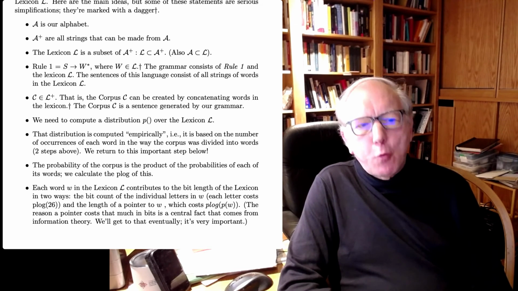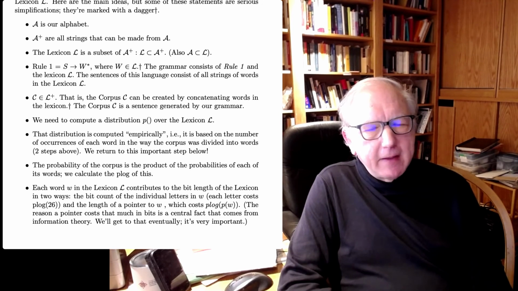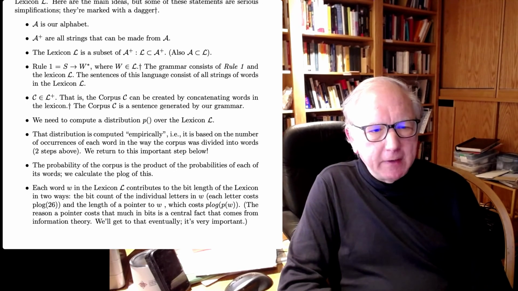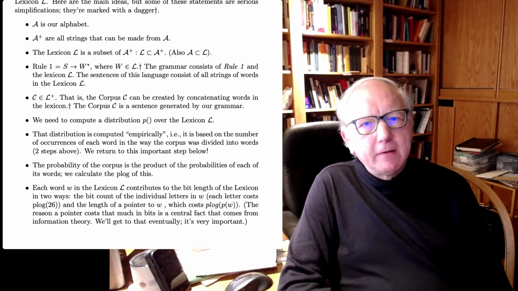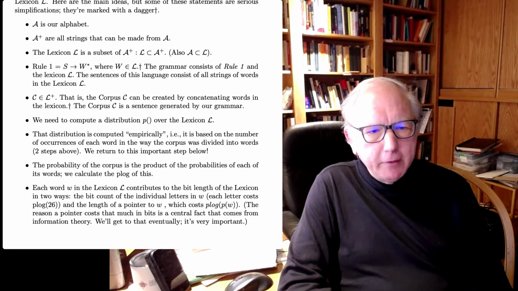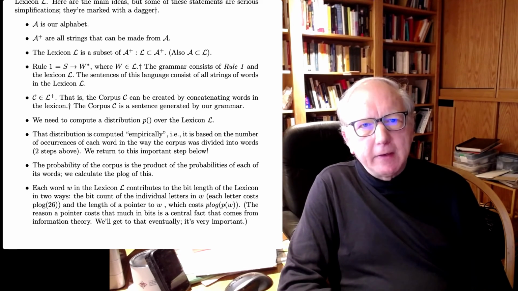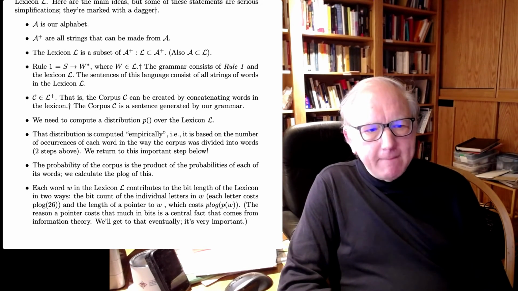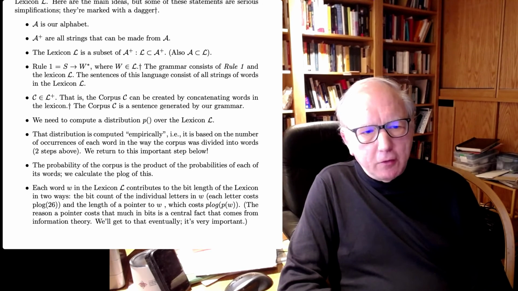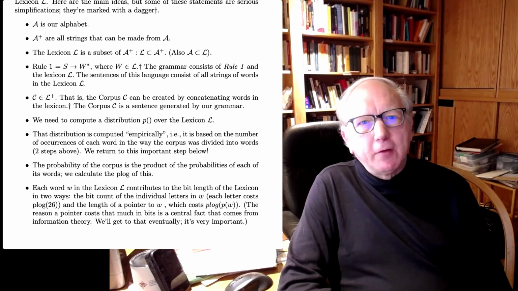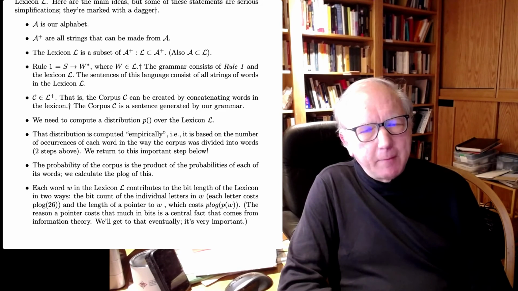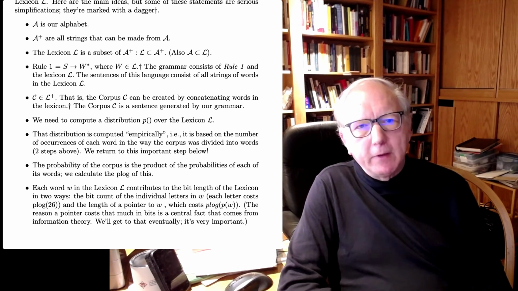And there's the length of a pointer to W. We'll talk more about that, but just take my word for this at the moment. We're going to calculate the length of a pointer to a W, and the number of bits of that is the plog of the probability of W. The reason that a pointer costs that much in bits is a really central, very important fact from information theory, and we'll get back to that eventually.